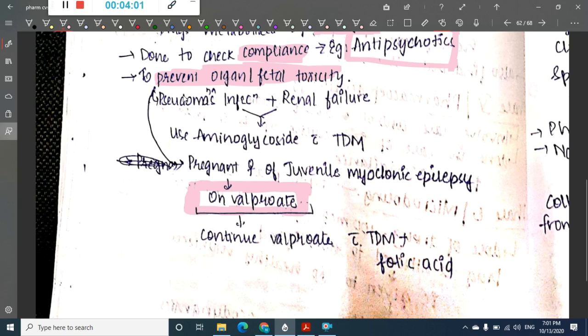Then one more example is if there is Pseudomonas infection and the patient has renal failure. To control Pseudomonas infection, we will have to give aminoglycosides. In such cases, therapeutic drug monitoring is done.